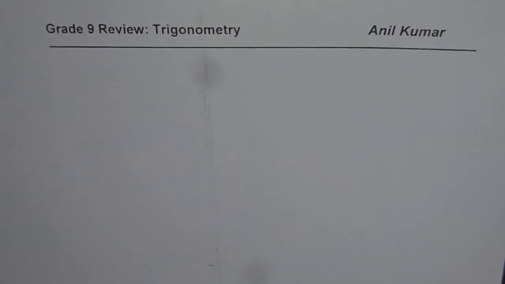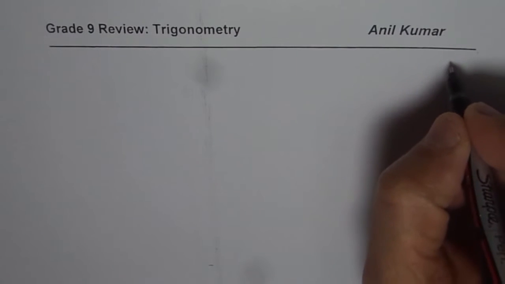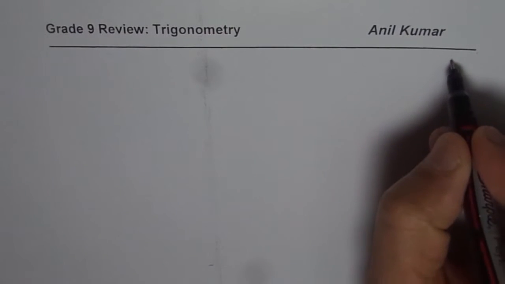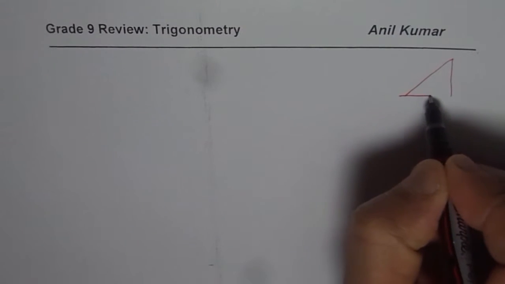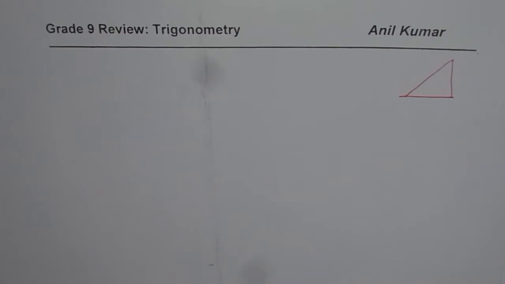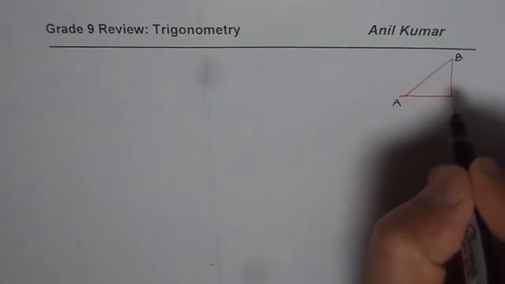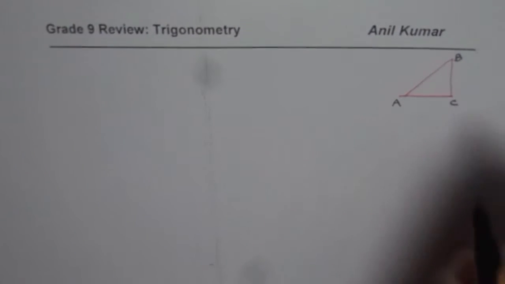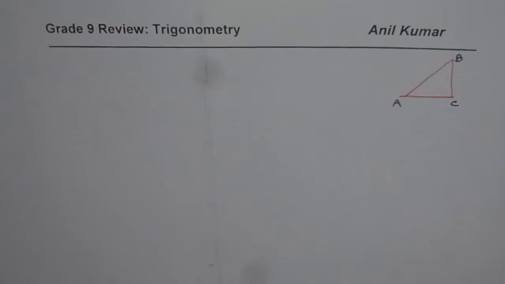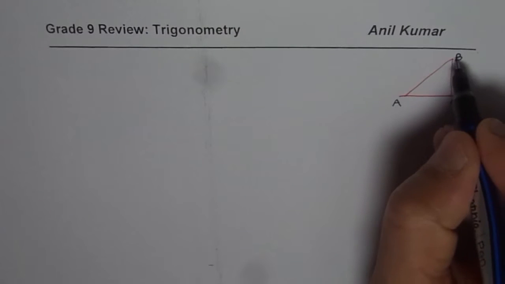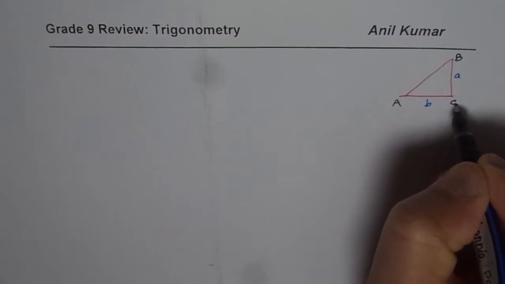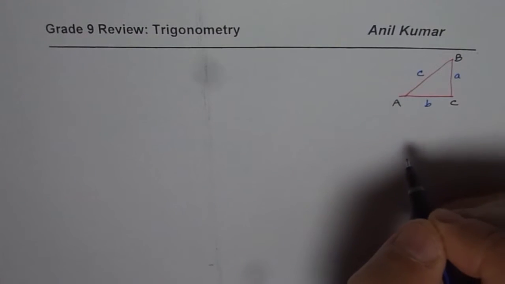I'm Anil Kumar, and in this video we'll discuss basic concepts about trigonometry. We'll consider right triangle trigonometry. So we'll consider a triangle which is a right triangle. Let us say this is our triangle ABC, where the vertices are capital A, B, C. The side opposite to A will be referred to as small a, opposite to B as small b, opposite to C as small c.